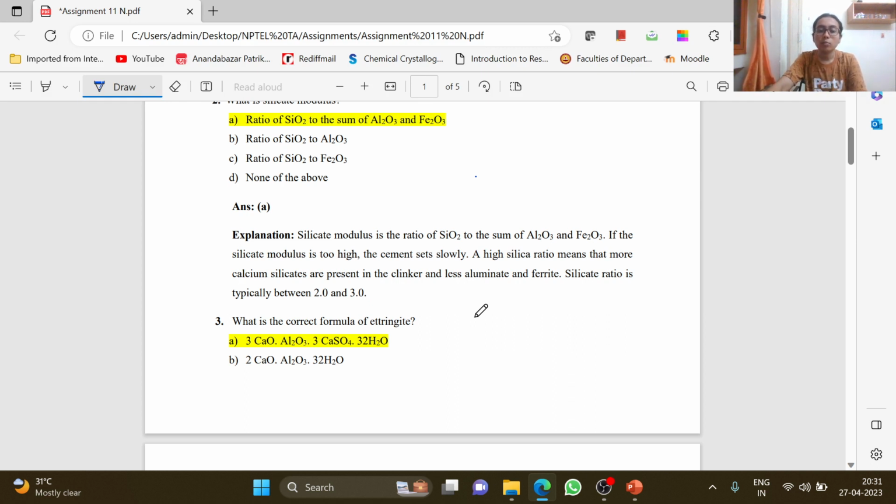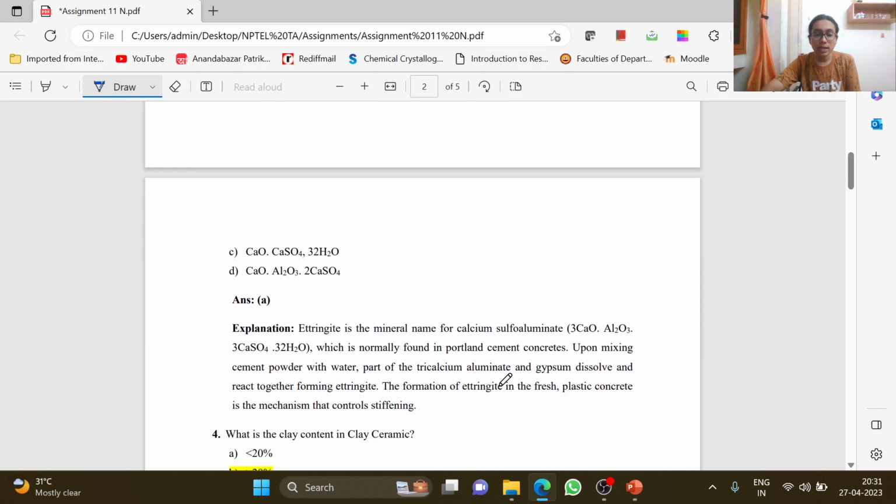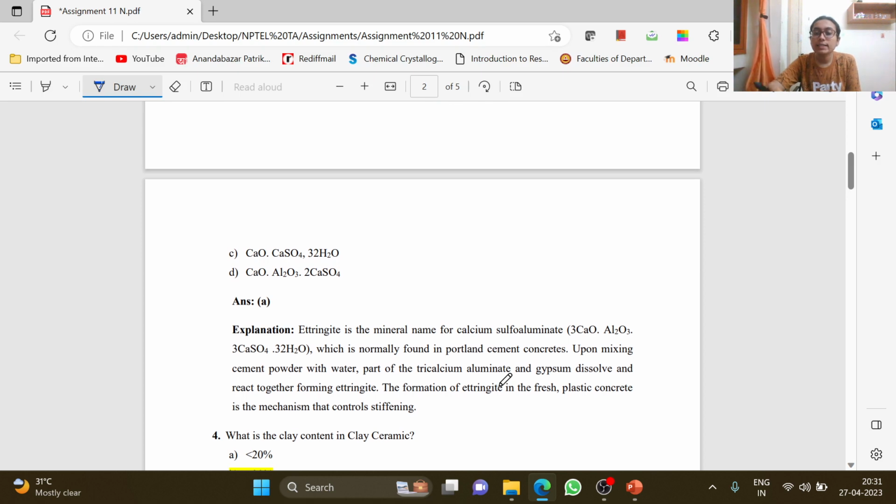Then, what is the correct formula of ettringite? Ettringite is a special mineral with the formula 3CaO·Al2O3·3CaSO4·32H2O. This is calcium sulfoaluminate, which is normally found in Portland cement concretes. Portland cement concrete, which is used for construction of buildings, contains this calcium sulfoaluminate: 3 calcium oxide, Al2O3, 3 calcium sulfate, and 32 H2O.